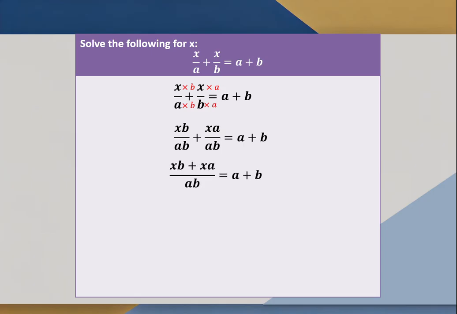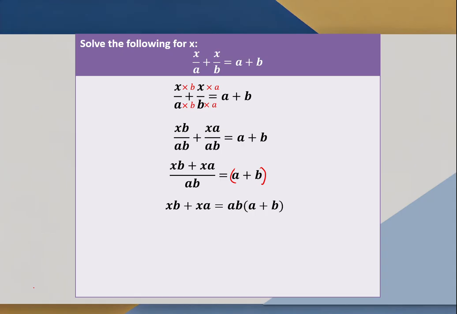I can write that as one fraction. Now, I hate fractions. We try and get rid of them as quick as possible. So here we've got a dividing line of ab, so I'll take that to the other side. Just be mindful when you do that, you have your brackets around ab. So that gives me xb plus xa is equal to ab over a plus b.